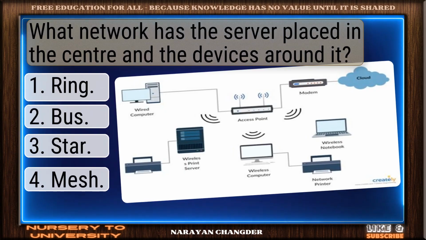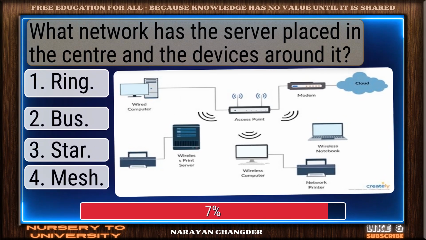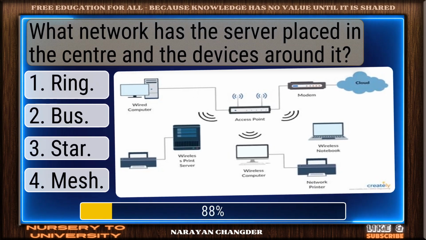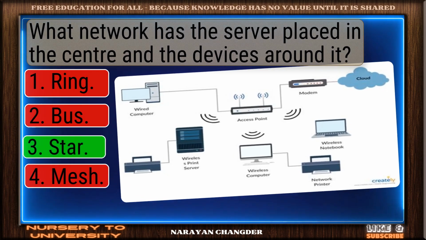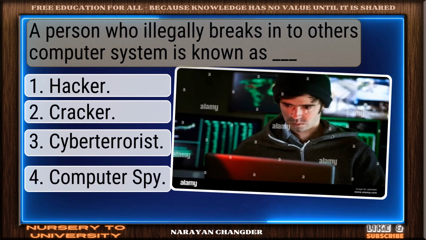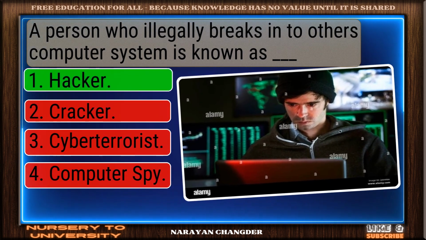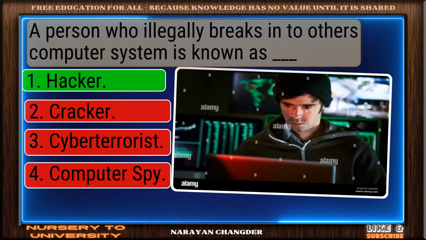What network has the server placed in the center and the devices around it? Correct. Star is spot on. A person who illegally breaks into others' computer system is known as dash. You're right. Hacker is correct.